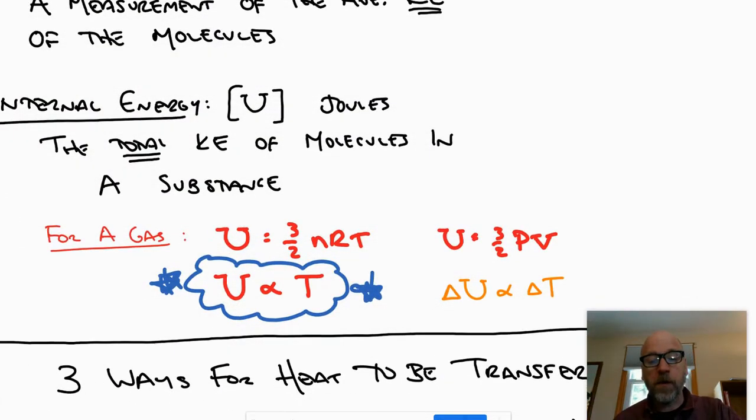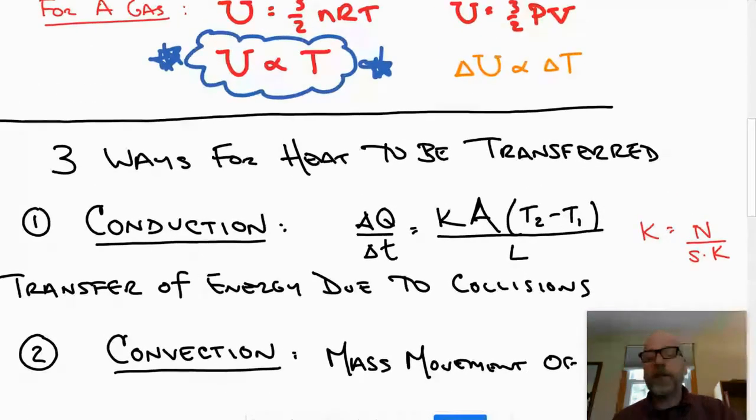But for your notes, I'd like you to write down this. 3 ways for heat to be transferred. 1 is by conduction. Now, for conduction, there is a relationship: delta Q over delta T, the change in heat per unit time, is equal to K times the area times the difference in temperature, all divided by the length or distance. Sometimes you may want to consider that a thickness between two materials or two temperatures. Ms. Wu is going to do a beautiful job.